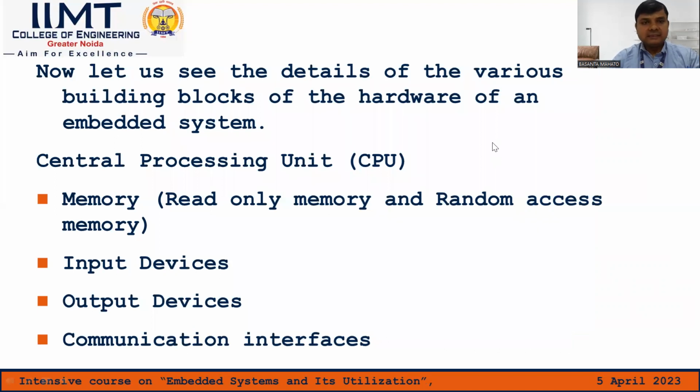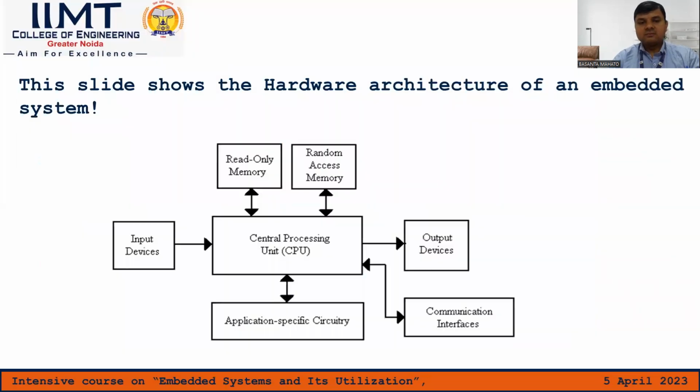Let's now see the details of the various blocks of hardware in an embedded system. They are the CPU, memory, input, output, and communication port. So these are the blocks. Inside, we have the CPU, the central processing unit, which is the brain of the embedded system. Another is input devices, through which data gets in, and output devices, through which data goes out. Then read-only memory and random access memory, through which data is stored and fed.